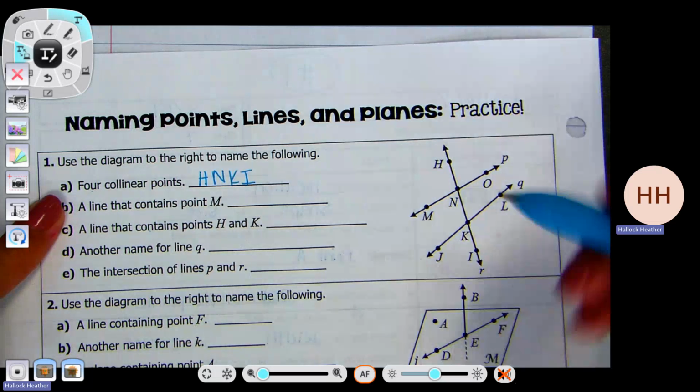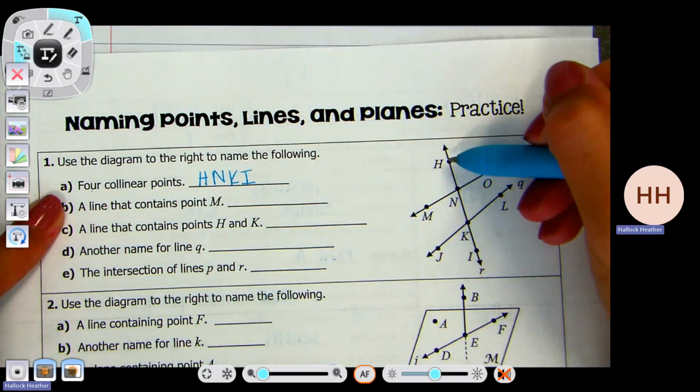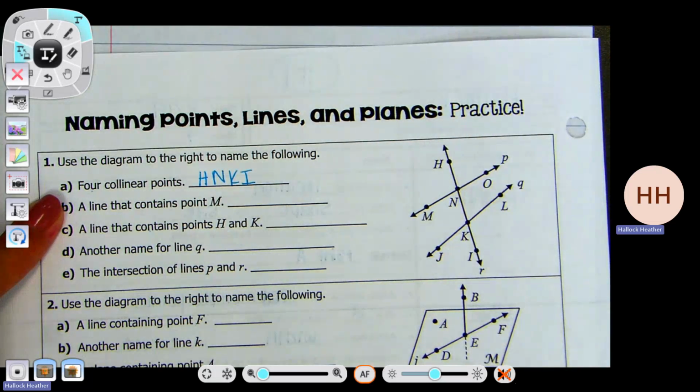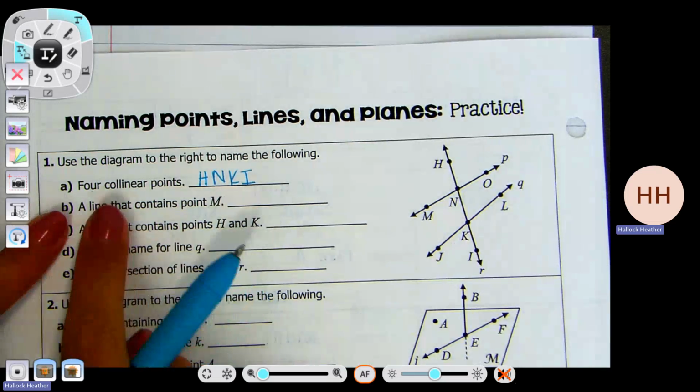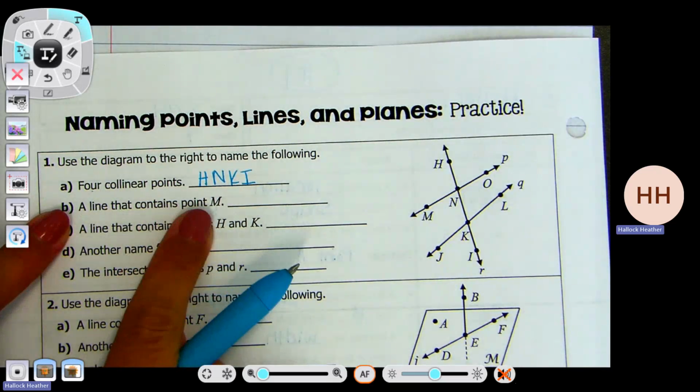And if you wrote it backwards, if you wrote I, K, N, H, that's also correct. It doesn't matter. As long as you're talking about this line, that's the only line with 4 points. So whatever order they're in, it's totally fine. Does not matter. A line that contains point M.